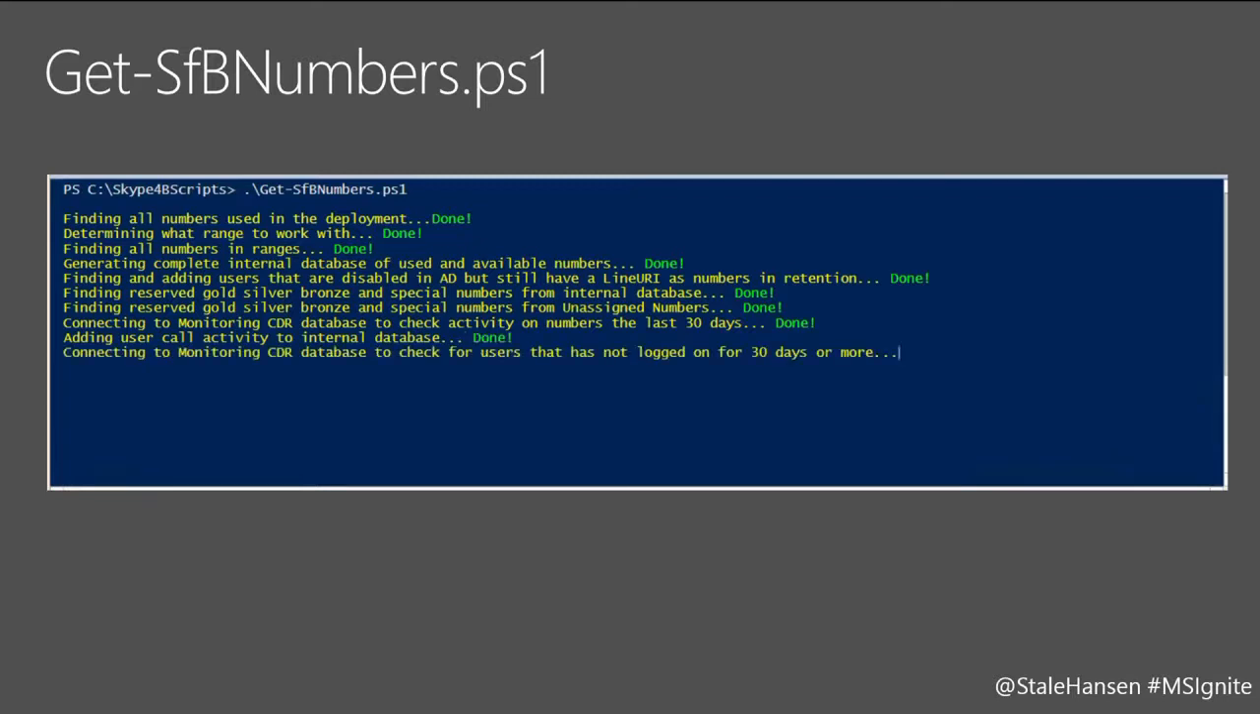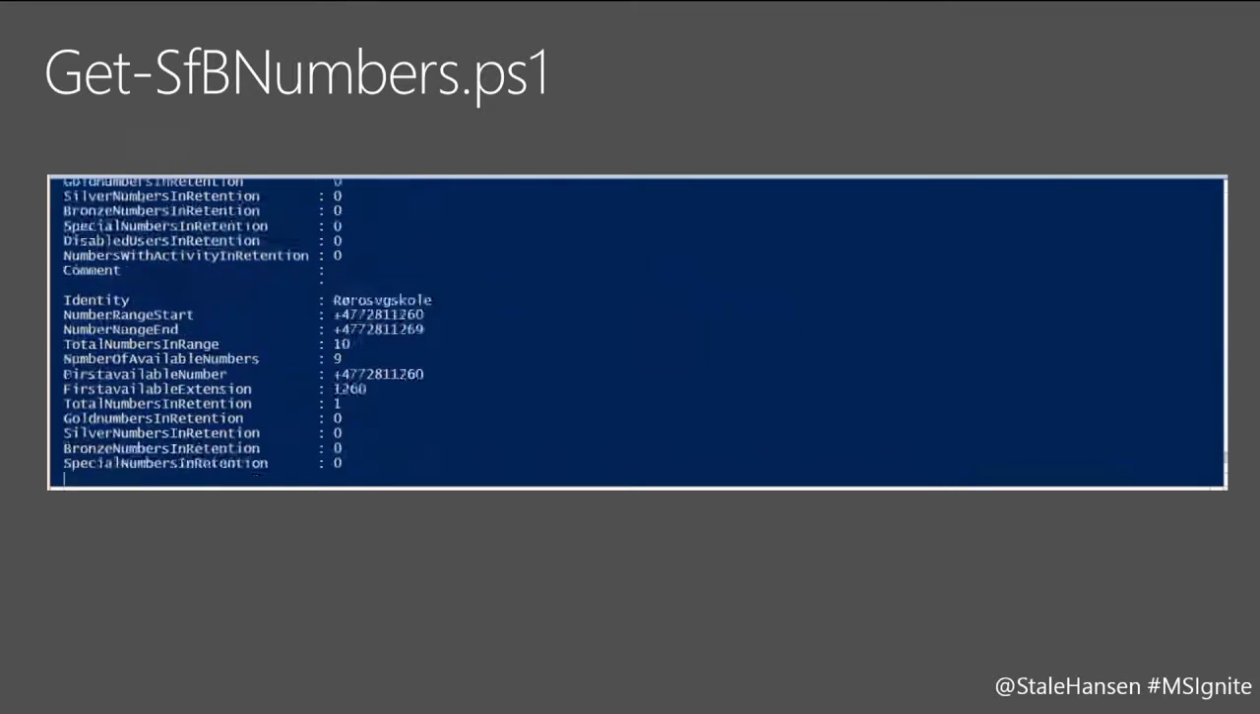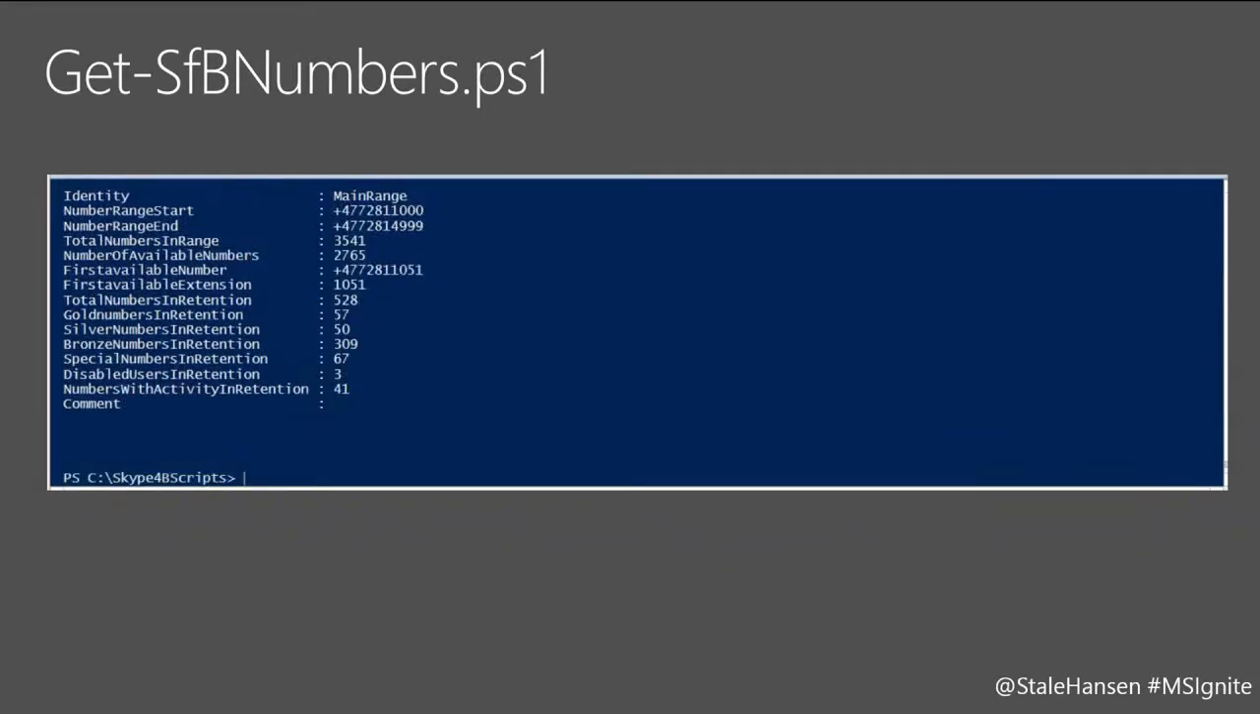And it will go through and also mark numbers for in retention when there is activity on numbers, but they are not assigned to other users. And the output here, the summary, is you get the amount of available numbers, the amount of reserved numbers, as well as the name of the range and everything. But you also get the next available number and then next available extension based on all the information generated by this database. And actually, that was a video, and that script actually ran for 8 minutes.